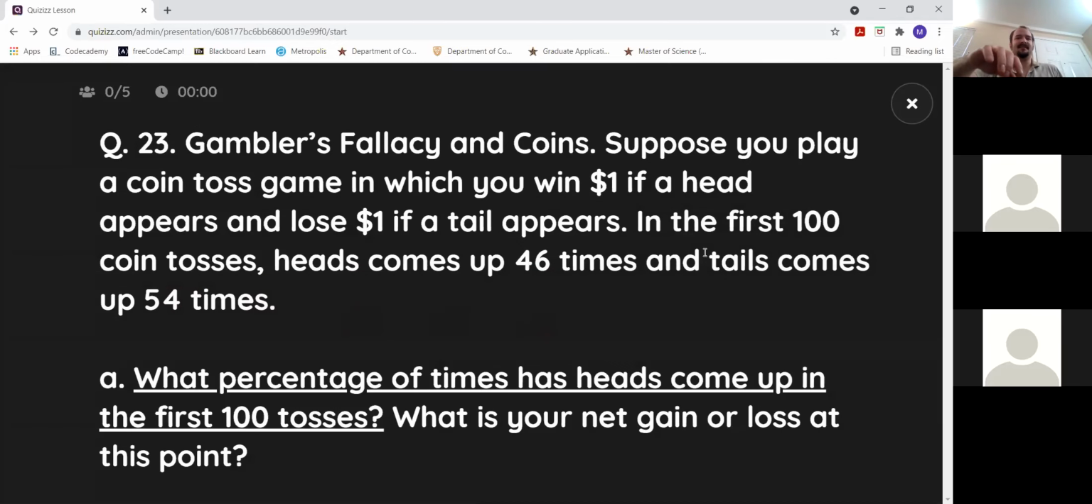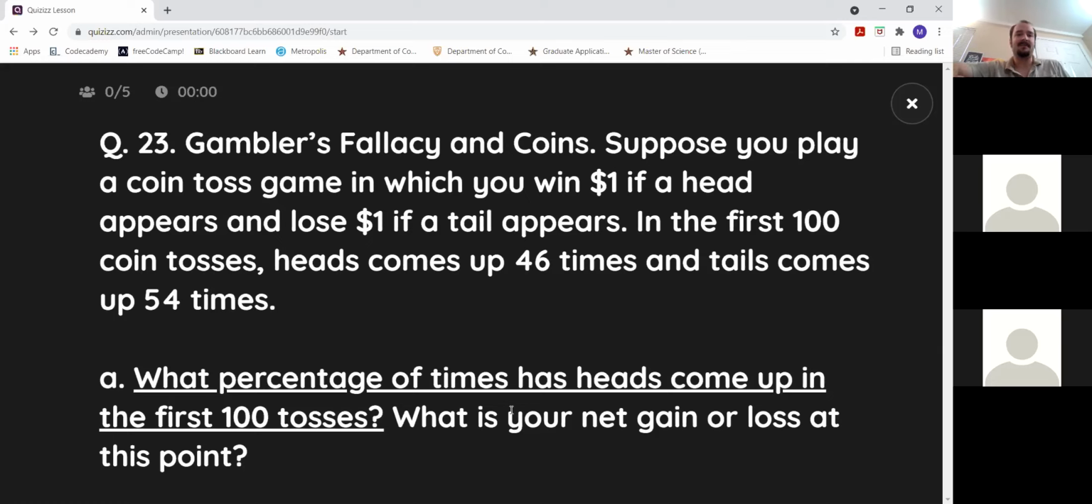Ooh, gambler's fallacy. This is where we're flipping heads. You're playing a coin toss game. You win $1 if it's heads. You lose $1 if it is tails. There's the first 100 coin tosses. Heads comes up 46 times and tails comes up 54 times. This should take you 3 seconds to answer. What percentage of times has heads come up in the first 100 tosses?